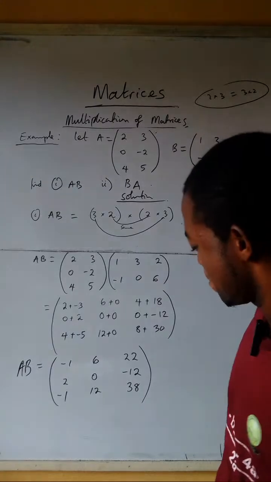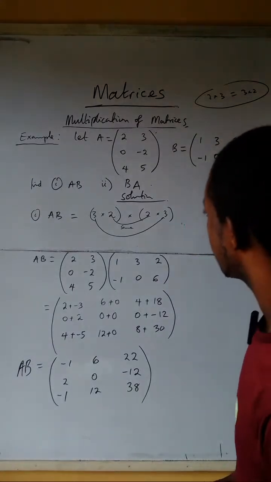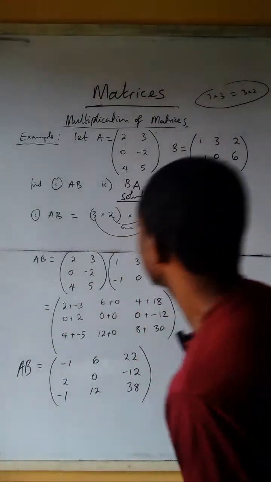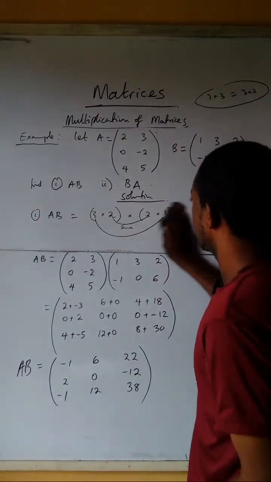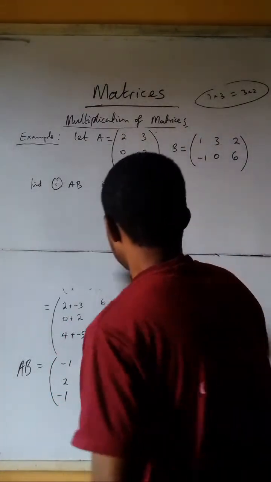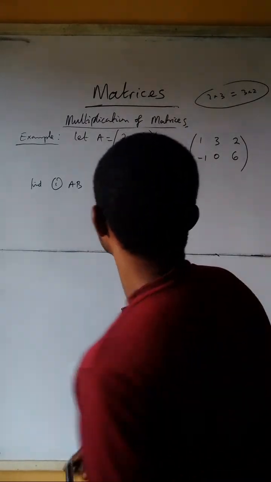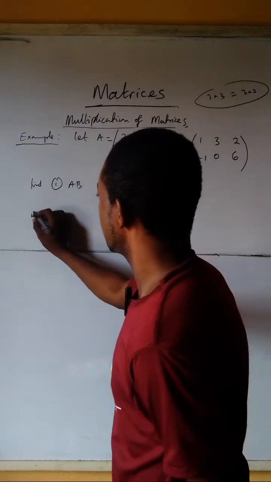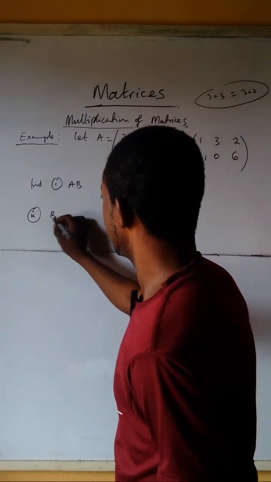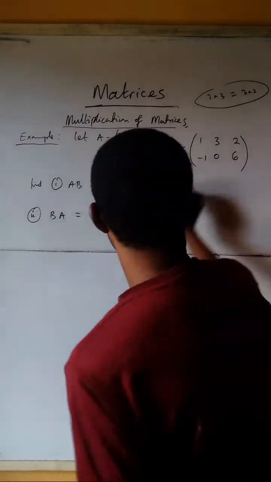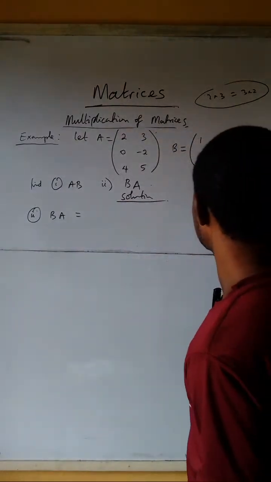Now let's solve the next one here, which is the second question. B times A. Now B times A here. Okay, let's clean this. That's number 2.